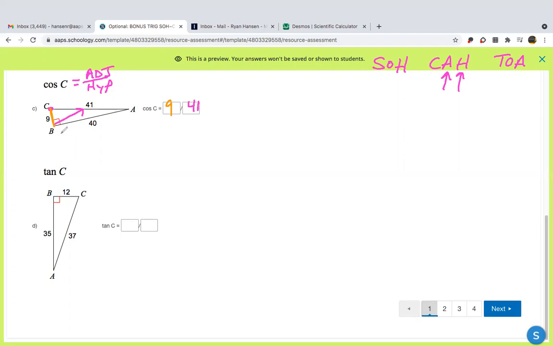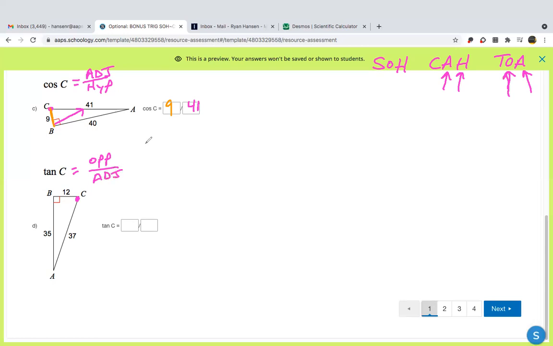Okay, final example on question 1. What is the tangent ratio starting from C? So I'm going to grab my reference angle C right here, and I'm going to think, well, tangent, that comes from TOA. Tangent, T for tangent, opposite goes on top, over adjacent goes on the bottom of the fraction.